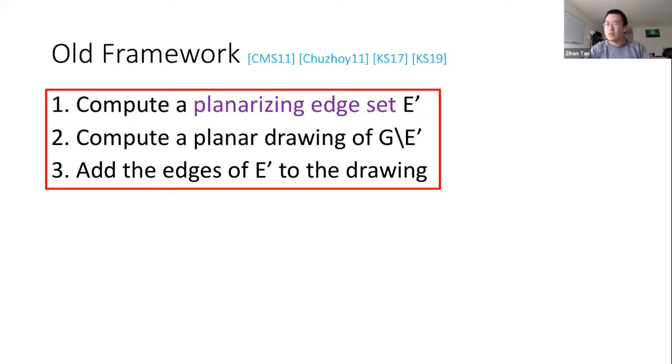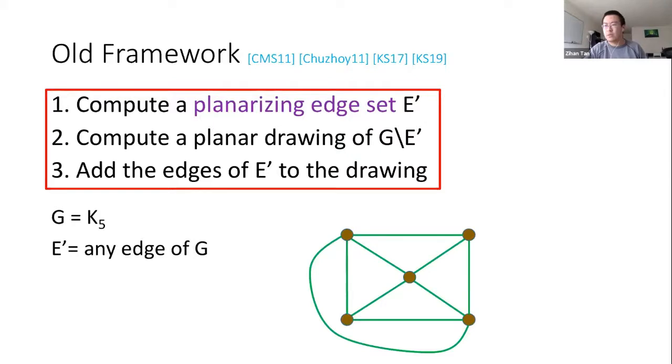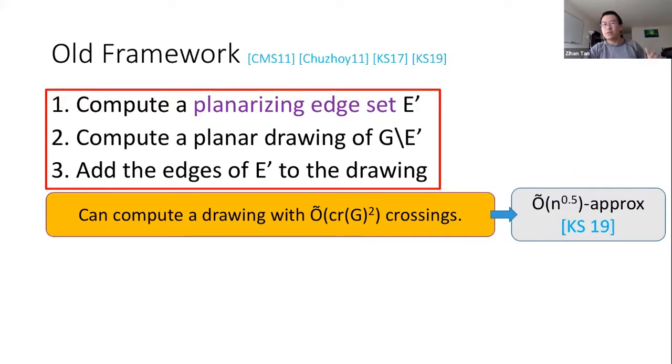Okay, so for example, if we take the graph K5, we know that K5 is not a planar graph, but the planarizing set can simply contain any edge of K5. For example, this is a planar drawing of K5 minus 1 edge. And in this framework, the third step is basically to add the missing edge back. In this way, we obtain a drawing of K5 with only 1 crossing.